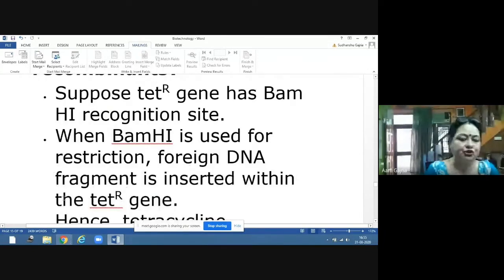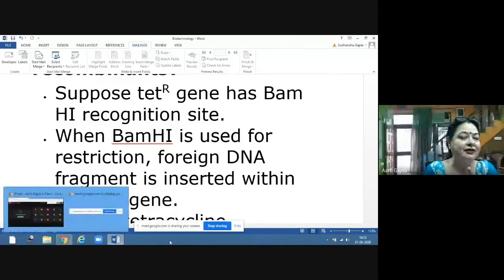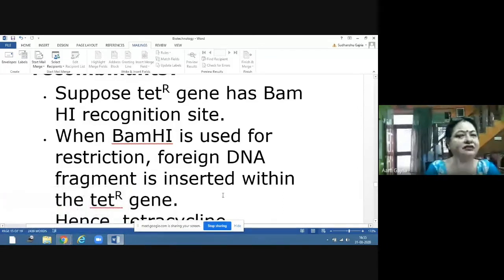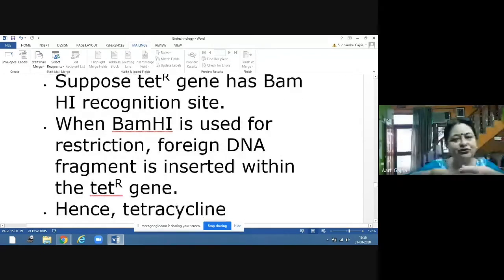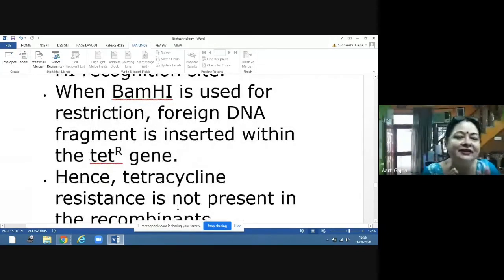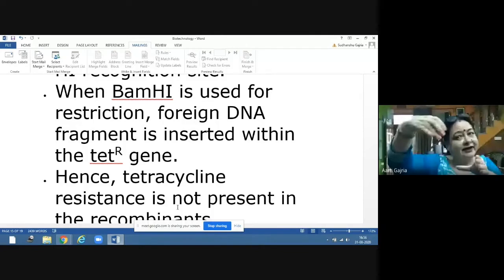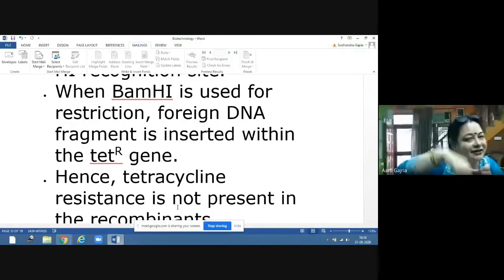Now suppose we are using BamHI restriction enzyme to cut. So what will happen? The foreign DNA fragment will be inserted within the tetracycline resistant gene. Clear? Now, if the tetracycline resistant gene has got a new gene inside it, the tetracycline resistance will not be present in that. Because what we have done is we have inserted our gene of interest at the place of the tetracycline resistant gene.